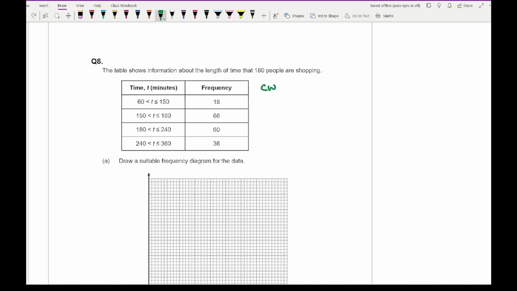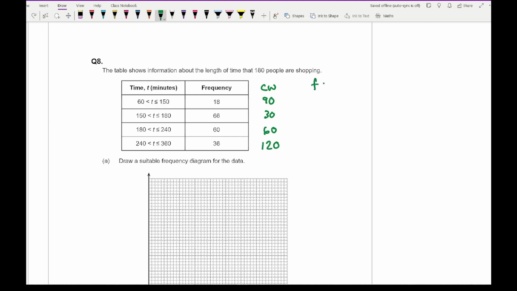So we're not going to draw a bar chart because we've got unequal widths. So the class width for the first one is going to be 90. Then we've got 30. Then we've got 60, and then finally we've got 120.